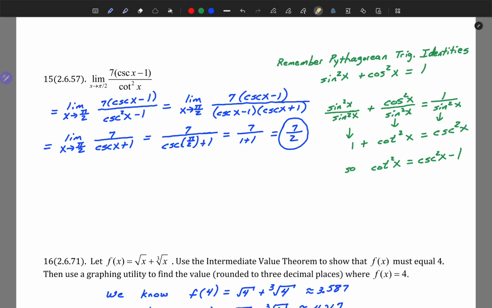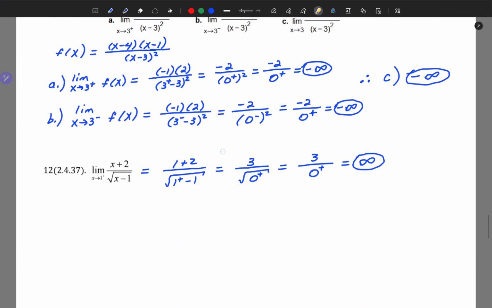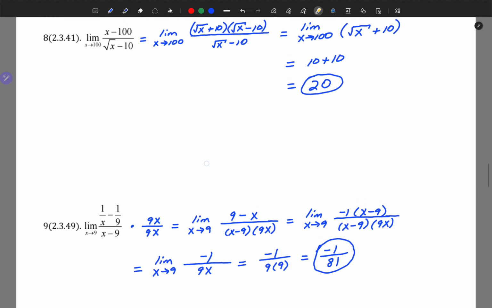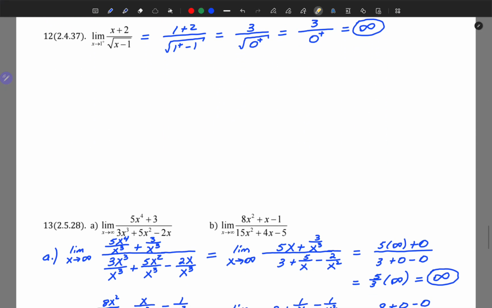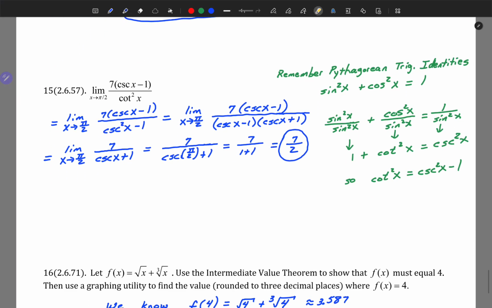So I can't just plug it in, and it's not approaching from the right or from the left where I could think about it just being a little bit bigger, a little bit less than that. You can't do that with overall limits. So I can say, well, okay, then I need to algebraically simplify. This is more like questions 8 and 9 where I have to algebraically simplify these and cancel out terms. That's what I'm going to do on this problem.